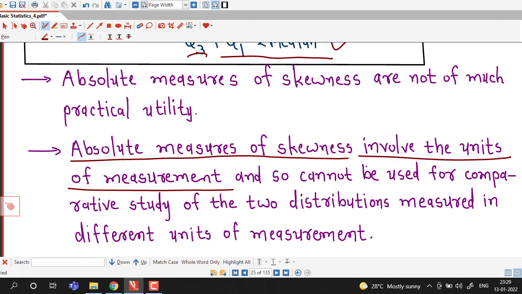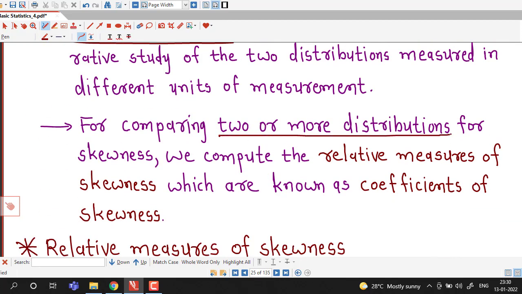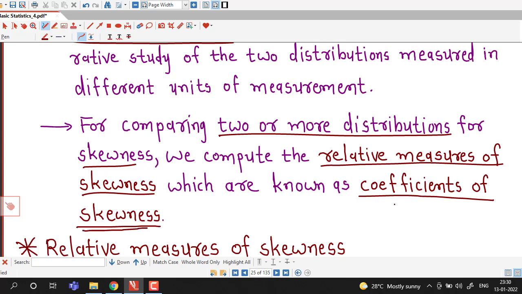Those types of measures are known as relative measures of skewness. For comparing two or more distributions for skewness, we compute the relative measures of skewness, which are commonly known as coefficients of skewness. Coefficients of skewness are relative measures of skewness, and they are always independent of units. So if we want to compare two or more data sets, we can use coefficients of skewness for the comparison.